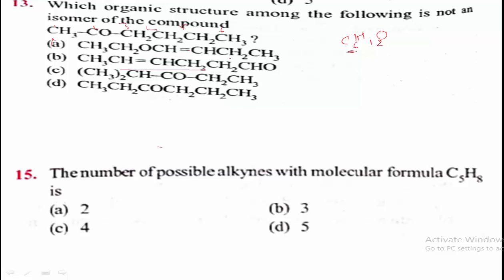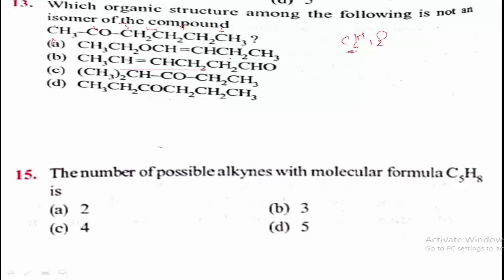Students, when you observe all the given structures, your given compound has molecular formula C6H12O, but A, C, D have the same molecular formula. You only count the number of carbon atoms in A, C and D. They contain the same molecular formula, C6H12O.